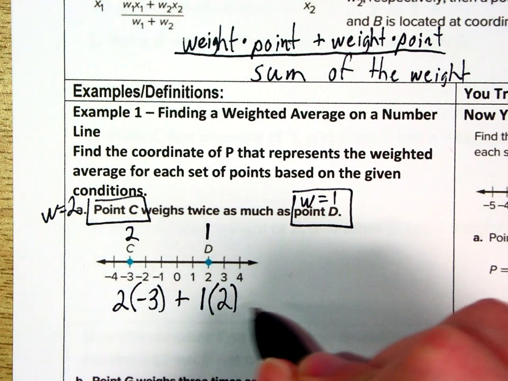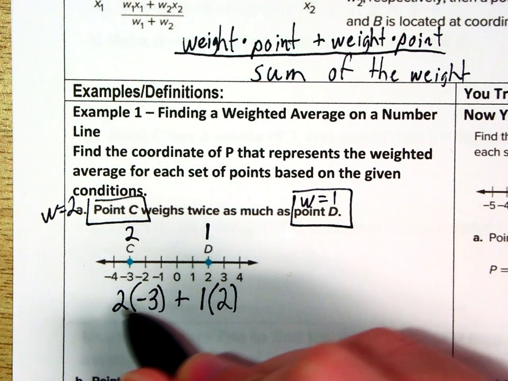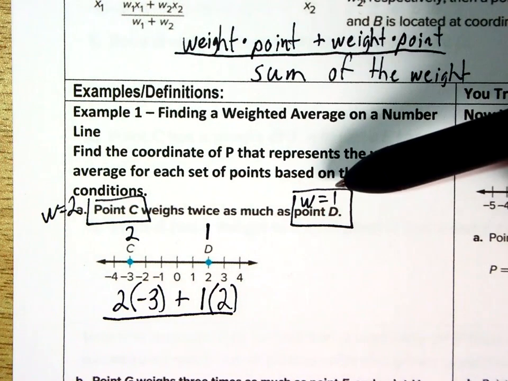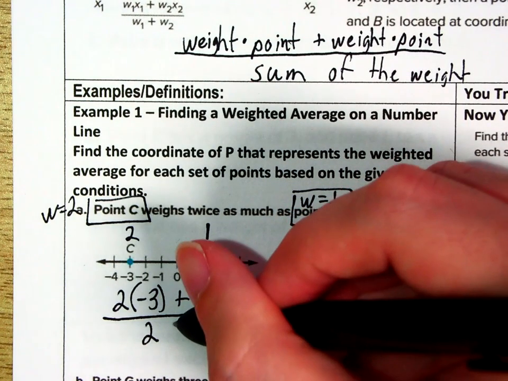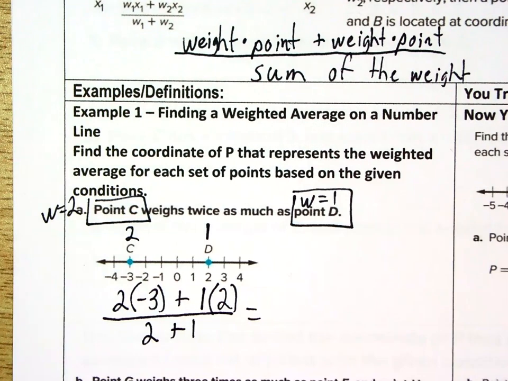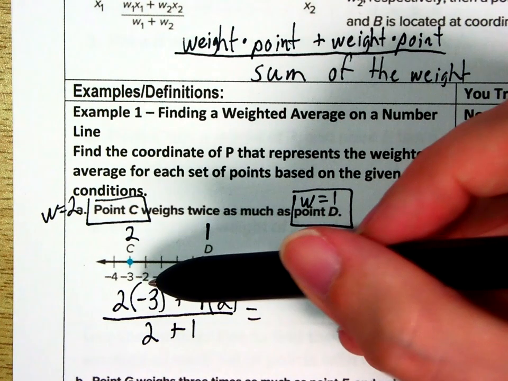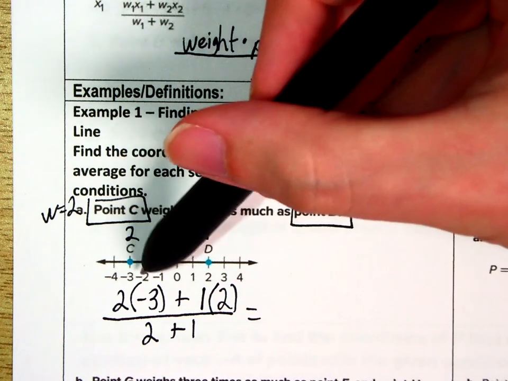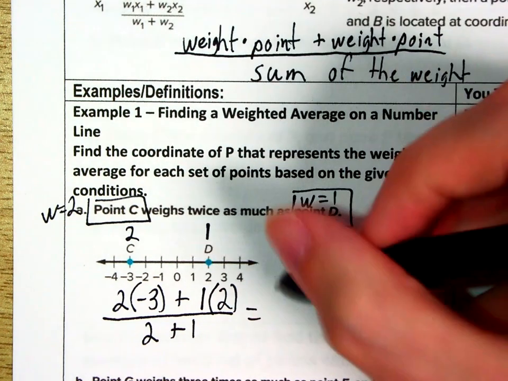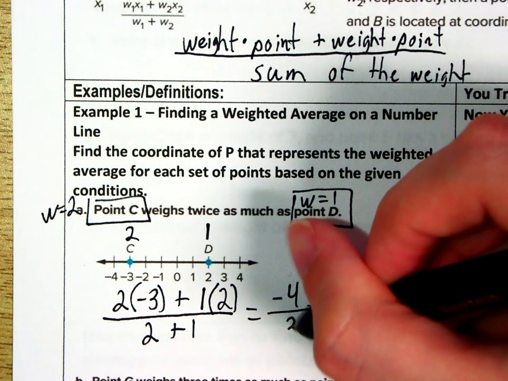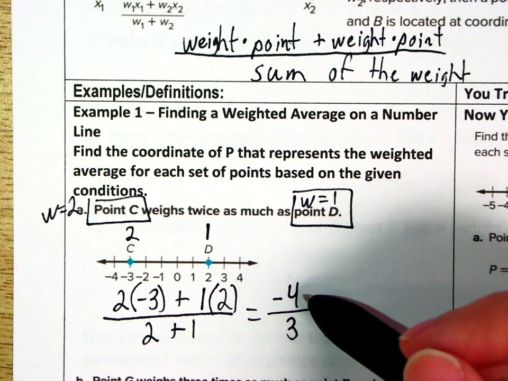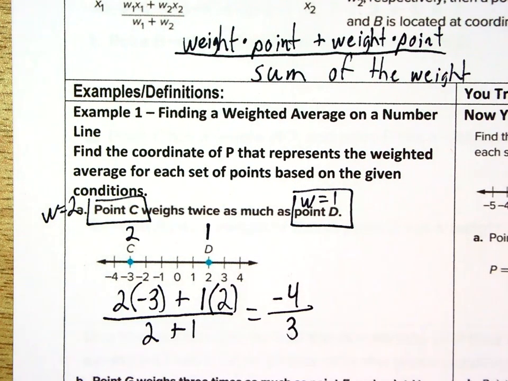We're going to evaluate this in a second, but we also want to make sure we're dividing by the sum of the weights. We've got a weight of 2 and a weight of 1, so I'm going to show that I'm adding 2 and 1. I'll multiply these, I'll get negative 6. I'll multiply these, I'll get 2. Negative 6 plus 2 will be negative 4 over 3. Negative 4/3 would be the weighted average between C and D.